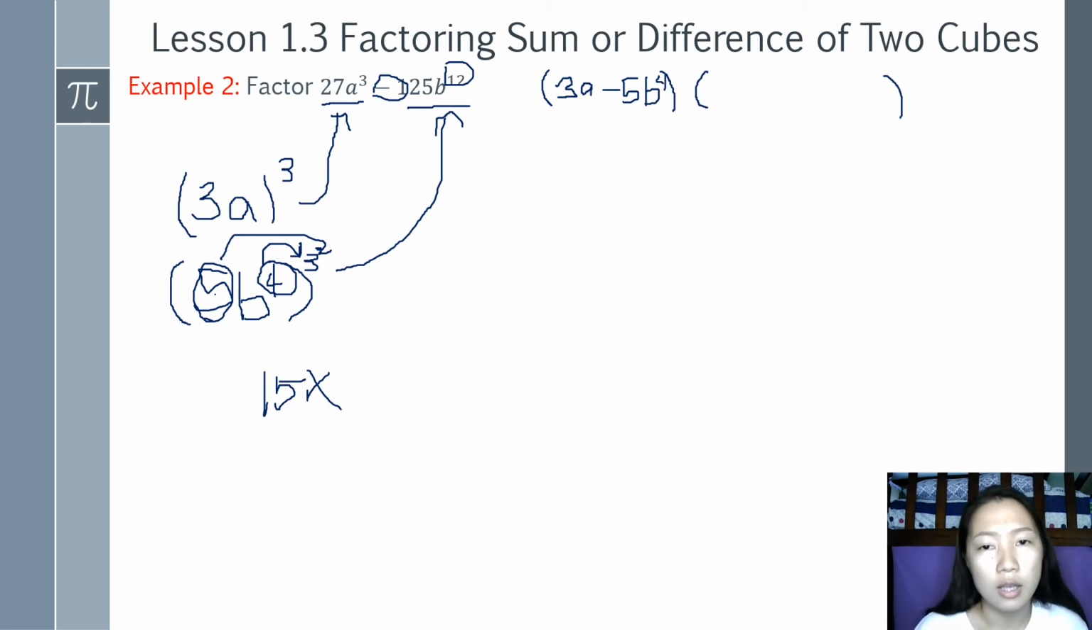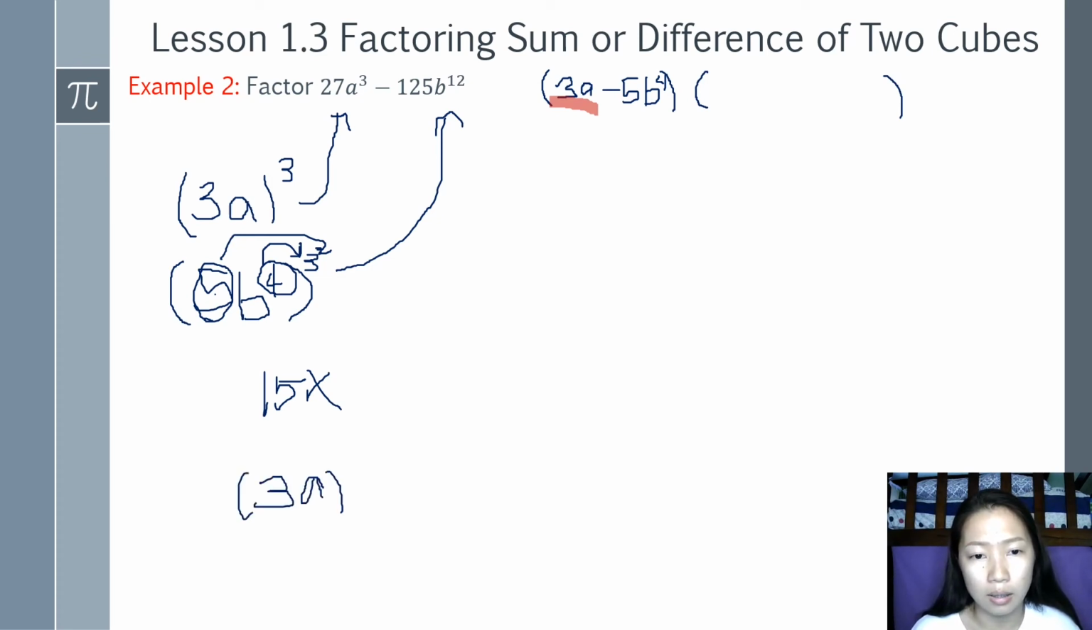Okay, let's have the trinomial factor. Step number 2. Yung unang step, i-square mo ang unang term na nakuha mo sa binomial. Nasaan ang unang term na nakuha mo? Ito, yung 3a. I-square mo lang siya. So let us square. 3a times 3a. I-square lang natin. So 3a times 3a is 9a squared.